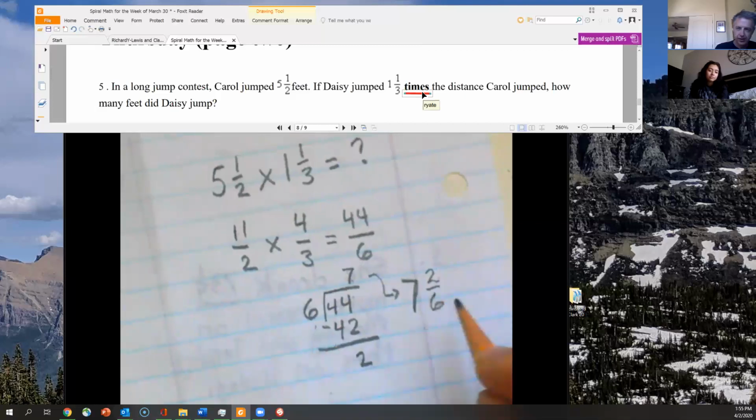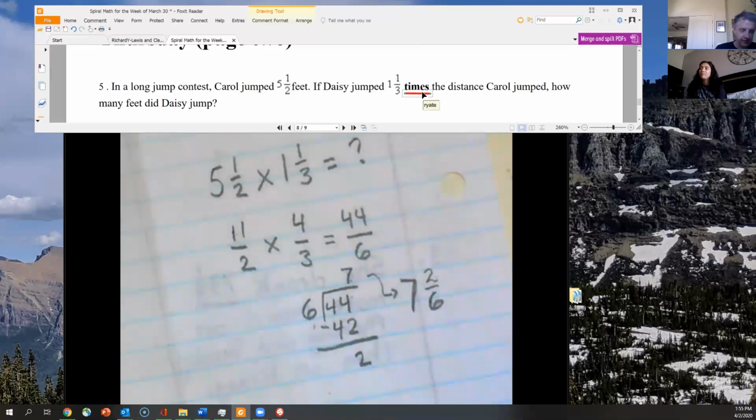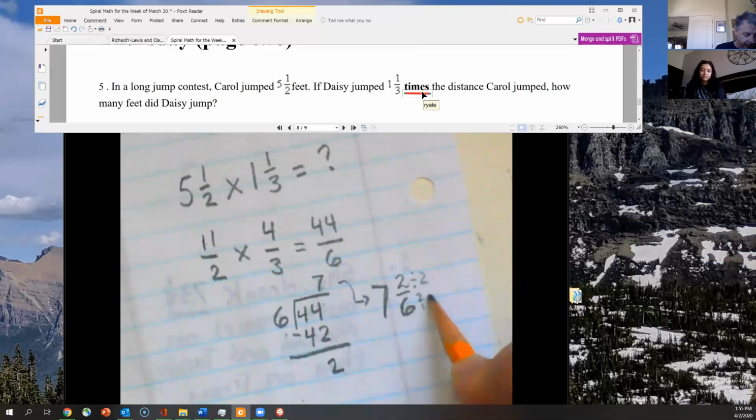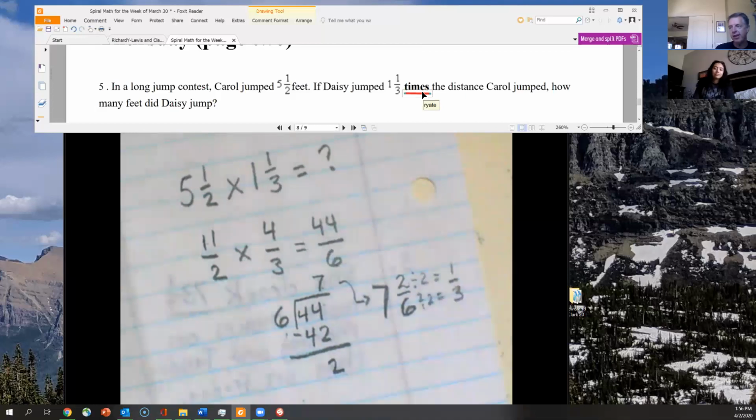But wait, is there more to do here, Ms. Garcia? Yes, there is, because we always want you guys to be simplifying your fractions. And is 2/6 in the simplest form? No. So Mr. Yates is going to show you how to simplify that. What I notice is that I can divide the top and the bottom by 2, and I'm going to be getting 1/3. Now I'm ready to write this as an answer, 7 1/3.